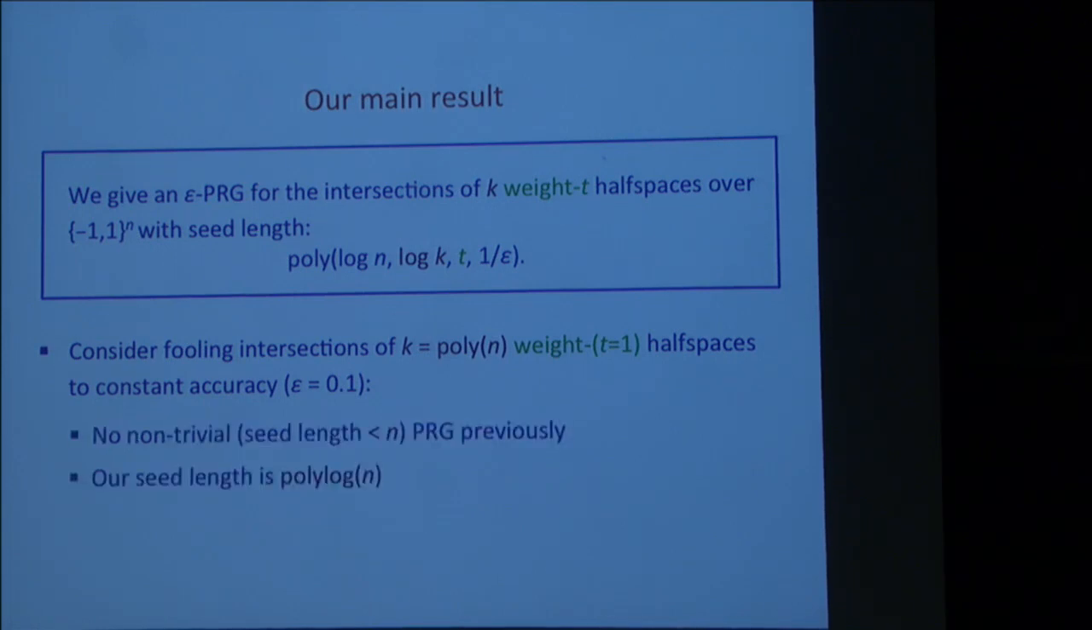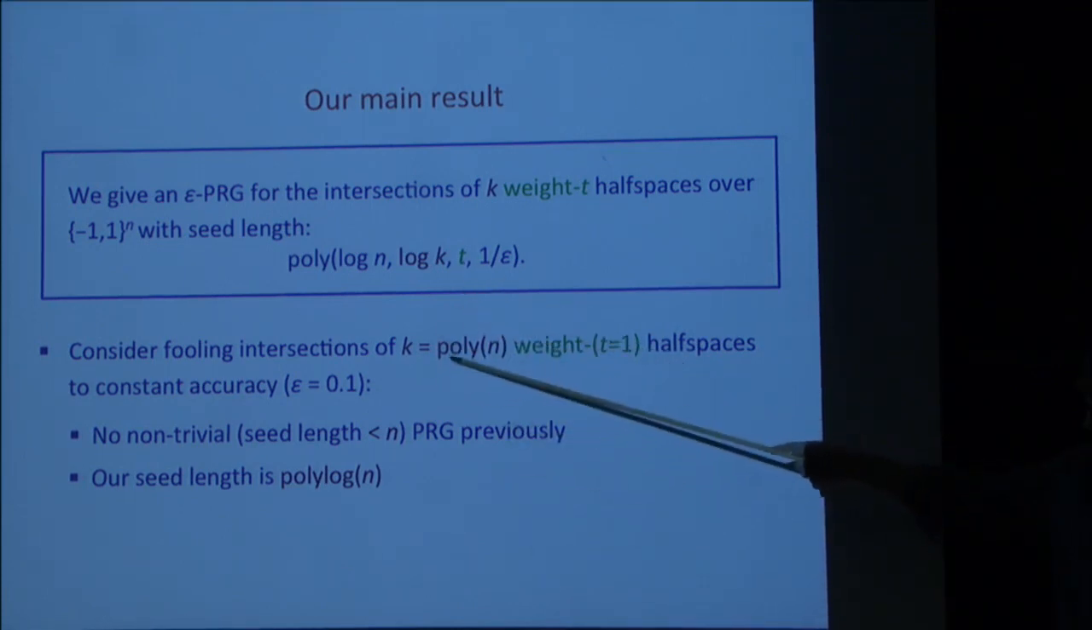And you just want to do it to some constant accuracy 1/10, something like this, okay? In this regime, nothing was previously known about how to do this non-trivially. No seed length 0.99 times n was previously known. We're able to do quite a bit better. We have a polylogarithmic seed length, and I guess you can make essentially all of the parameters a little bit worse and still achieve this, right?